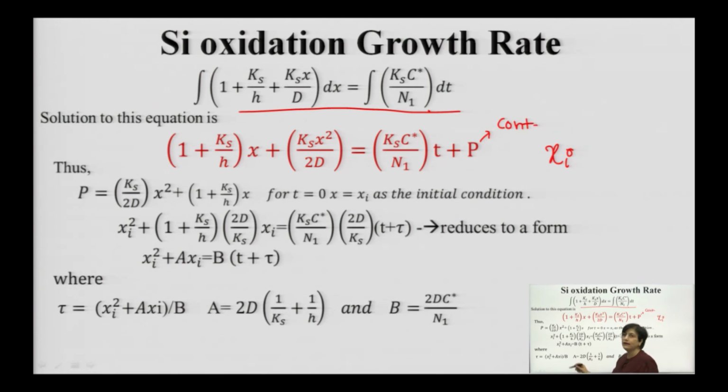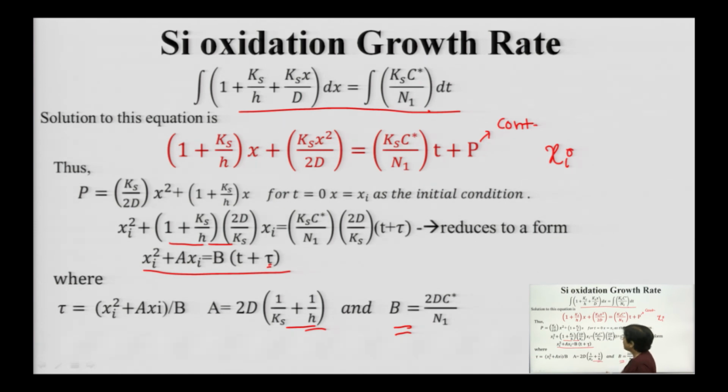Thus, I get to know that this is basically a quadratic equation. When I simplify this quadratic equation, the higher order or constant terms I represent with A and B, and I get the equation xi square plus A xi is equal to B into t plus tau. Here, tau is equal to xi square plus A xi divided by B, whereas A is 2D into bracket 1 upon Ks, which I simplify and substitute, and the second one is basically B.